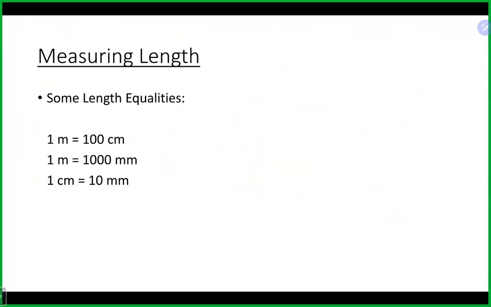So some of these equalities, again, they do represent the same amount. And these, I would say, are some common length equalities that we see a lot. 1 meter is 100 centimeters. And again, that is the opposite of 10 to the minus 2 meters is 1 centimeter.